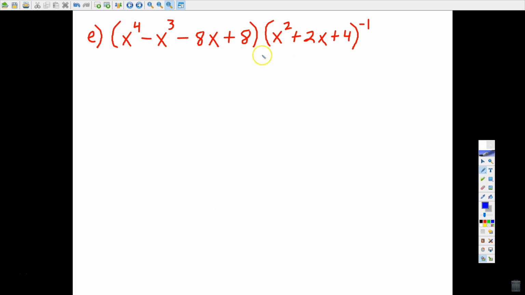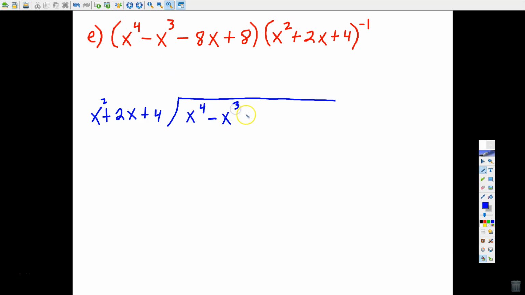Okay, once again we've got this multiplication by an expression raised to the negative 1 power, so really that just means we're going to divide. In this case, we're dividing by a trinomial, x squared plus 2x plus 4. We also have that case where we're missing a term, we're missing the quadratic term again, so we're going to fill in a 0 term just for spacing purposes. 4, 3, 2, 1, constant.